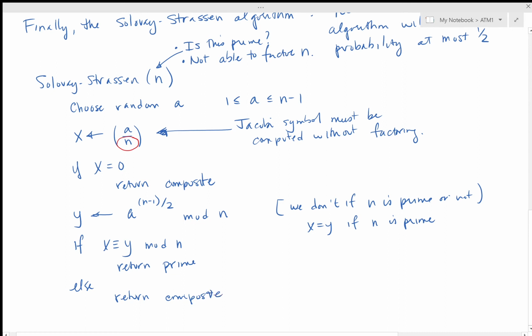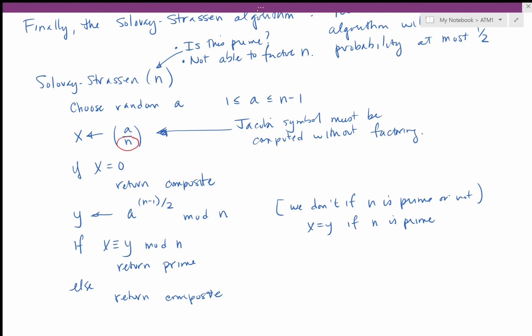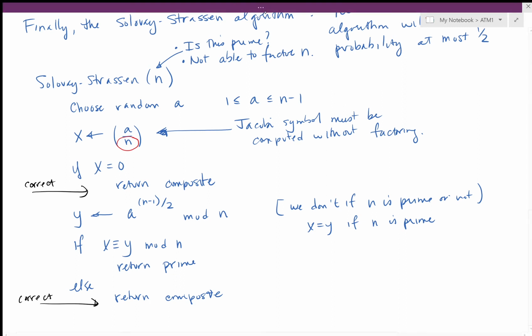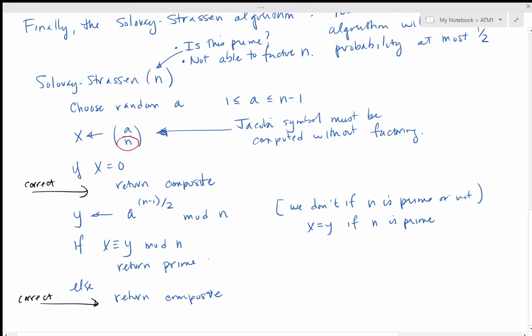So if we do this, we are going to be correct. If we end up returning prime here, what could happen? There are two possibilities here: n could be prime, or n could be a pseudo prime to the base a.